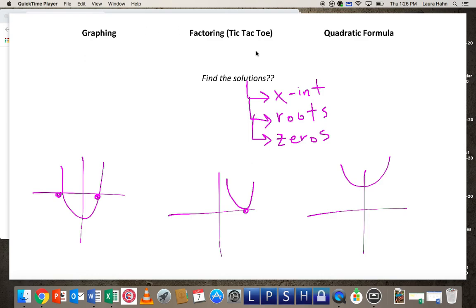Okay, so you can use any of these methods to solve a quadratic. Graphing will always work. The quadratic formula will always work. Factoring, sometimes you're going to get an equation that's unfactorable. But keep in mind that graphing and the quadratic formula will always work. Okay, so now we're going to do the same equation all three different ways, and then you'll be able to see that no matter which way I chose, I'm going to get the same answer because I'm going to be finding where it crosses the x-axis.